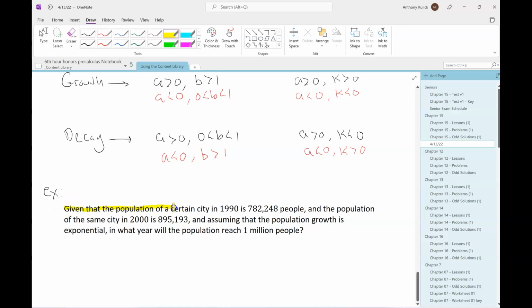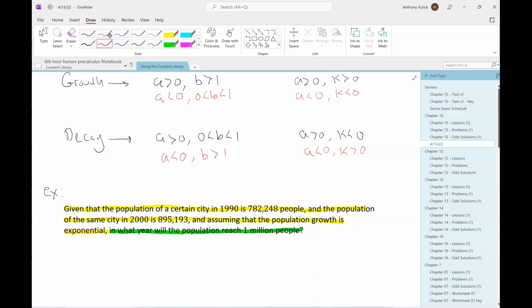Well, when I read this, I really break this up into two separate questions. The first question is just going to be to write an exponential model to describe that situation. And the second part of the question will be solving that exponential model when the population is 1 million. We kind of see that?